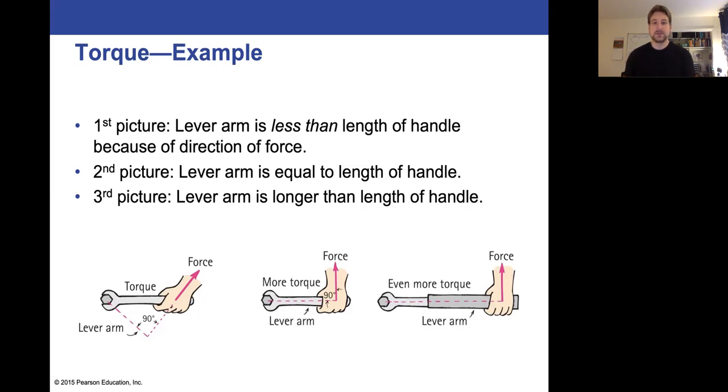It makes me think of, I think it's Galileo. Give me a long enough lever and a place to stand, and I can move the world. The longer the lever, the more torque we can exert.